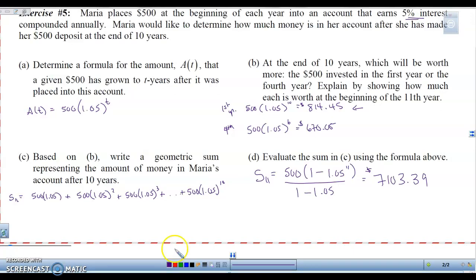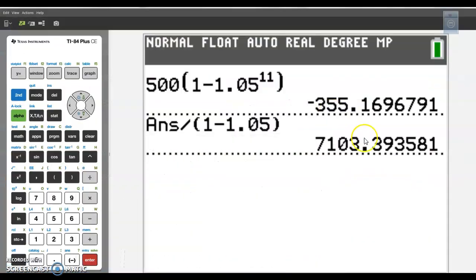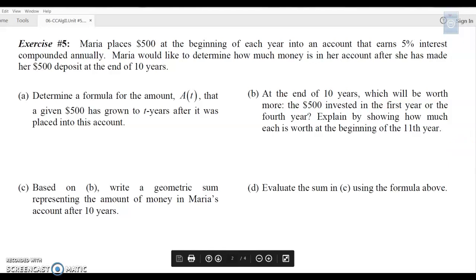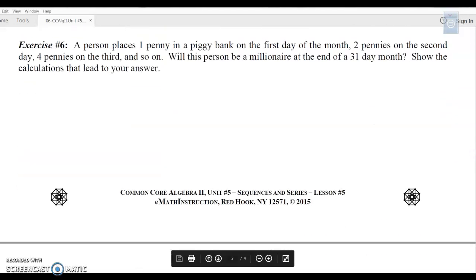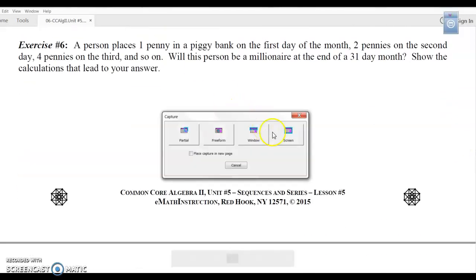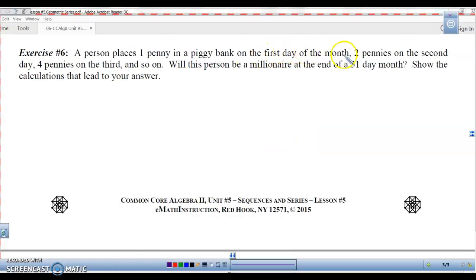All right, now let's work on the last problem. A person places 1 penny in a piggy bank on the first day of the month, 2 pennies in the second, 4 in the third, and so on. Will this person be a millionaire at the end of a 31-day month? Show the calculations that lead to your answer.